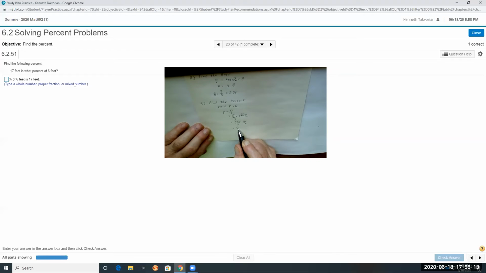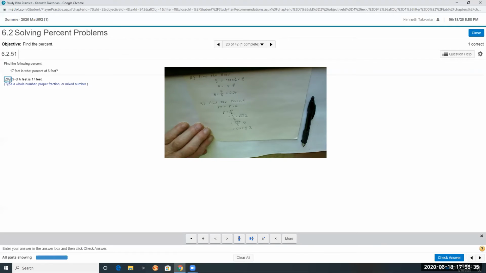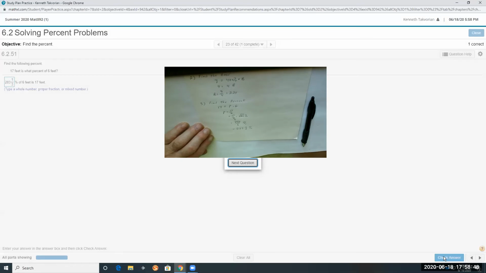So 3 into 8 goes twice, and 2 over. 3 into 25 goes 8 times. That's 24, and 1 over. 3 into 10 is 3, and a remainder of 1. So 283 and a third percent should be the correct answer. 283, and we need the fraction 1/3%. Let's see if we are correct. Good job.